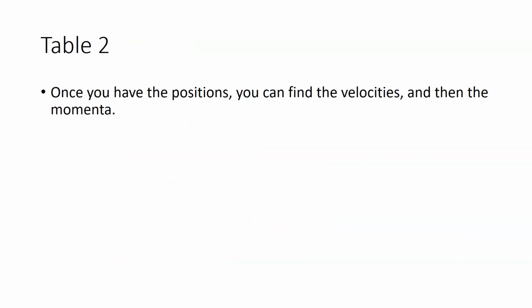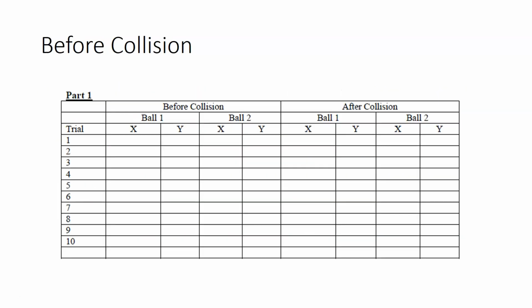Okay, so once on table 2, moving down from the position tables, once you have those positions, you find the velocities. Once you have those velocities, you multiply by mass to get the x and y momenta of each marble, both before and after collision. Let me go back one more time because students always mess this up.